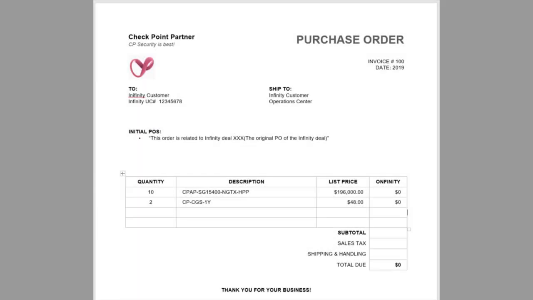The order should be submitted to Checkpoint by the distributor who booked the initial Infinity deal. To give greater visibility, tracking options are available via the distributor IMAP.